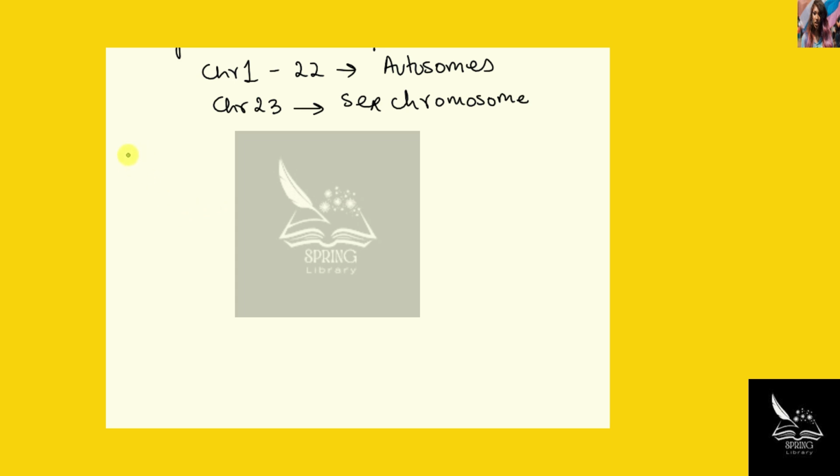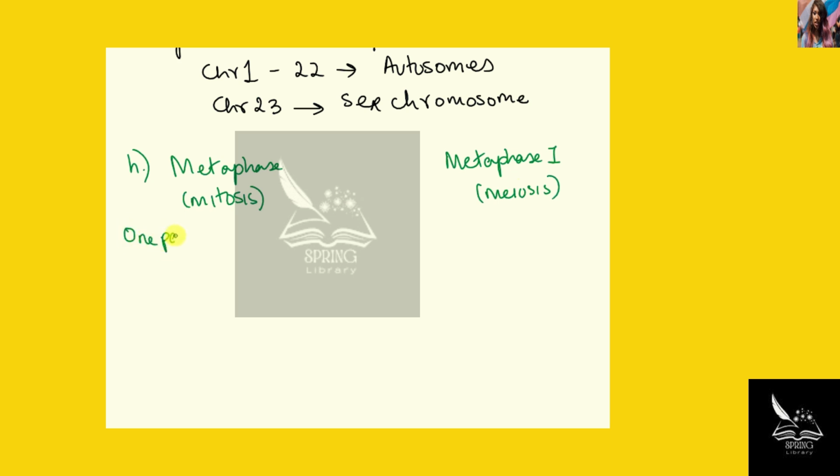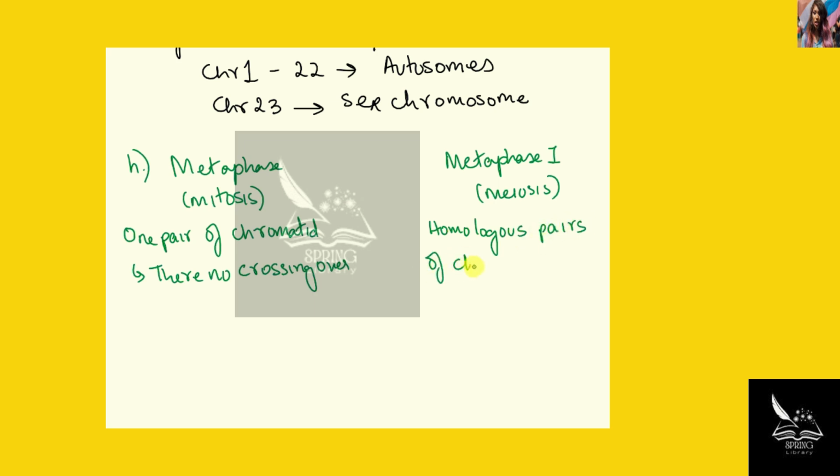Now coming to the next question, the difference between metaphase of mitosis and metaphase 1 of meiosis is that in metaphase there is just one pair of chromatids and there is no crossing over, whereas in metaphase 1 there are homologous pairs of chromosomes, thus there occurs crossing over.